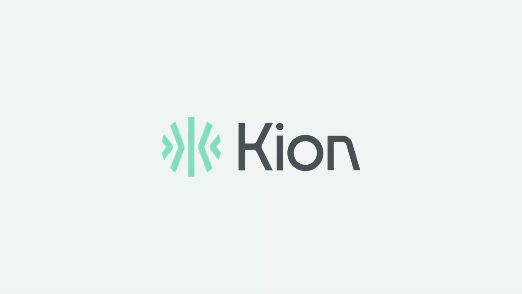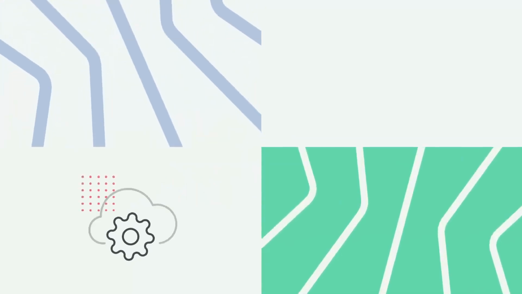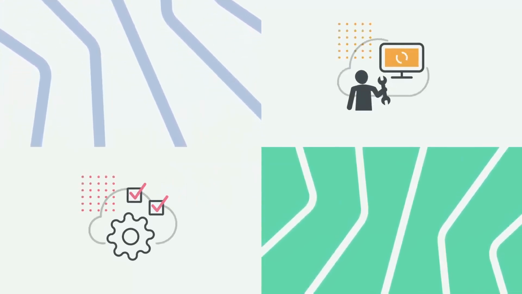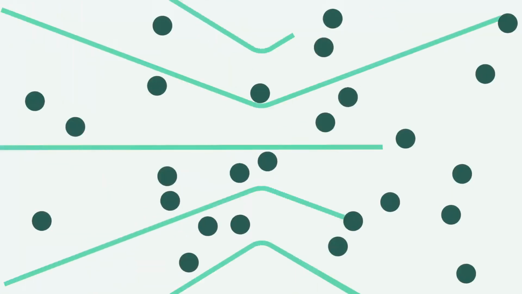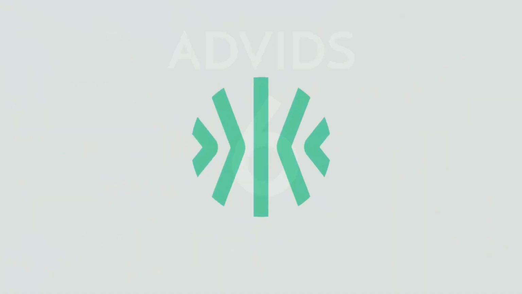CloudTamer.io is now Kion. Kion is the first solution that combines cloud governance and cloud management. The result is cloud enablement, empowering people to do what they need to do in the cloud, removing obstacles to their work, streamlining processes, simplifying cloud complexity.